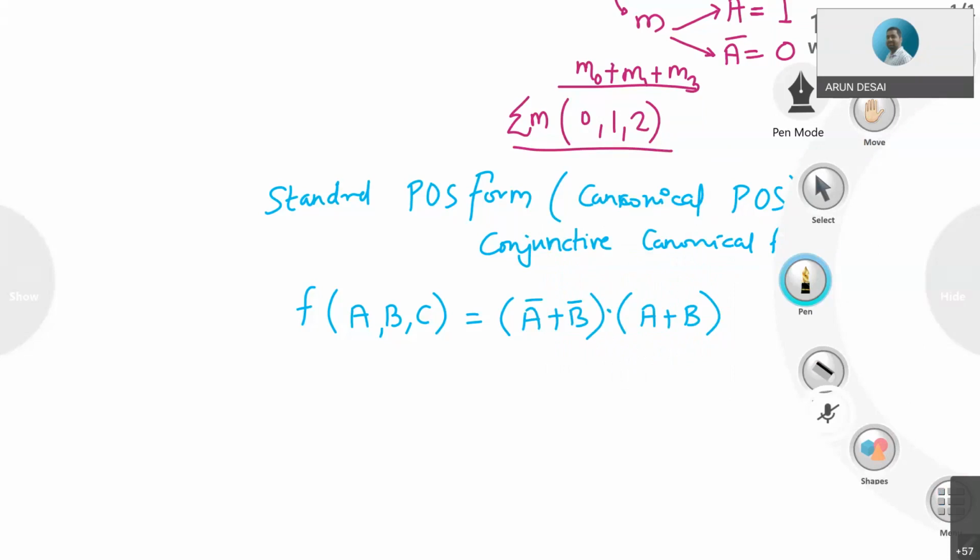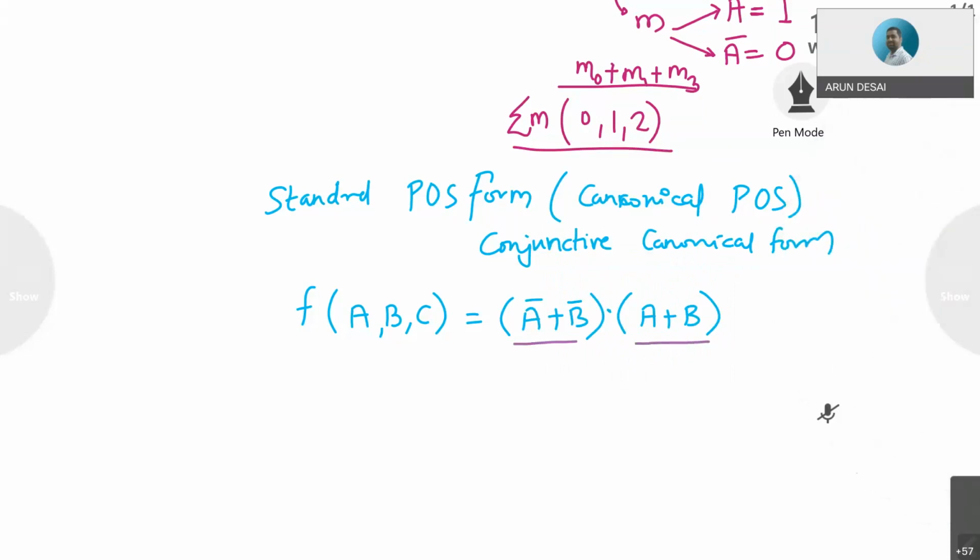Each and every sum term of the expression contains all the variables which are present in the function, either in complement form or in uncomplement form, right? That means all the variables in the expression must be in that sum term, right? And this is a product of all sum terms, right?